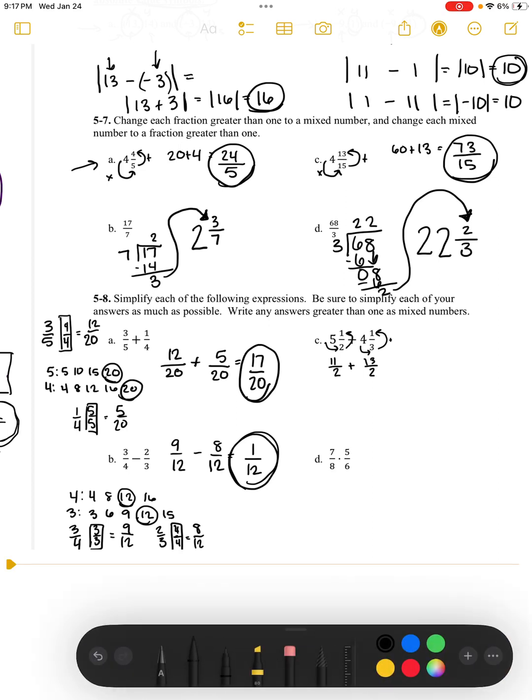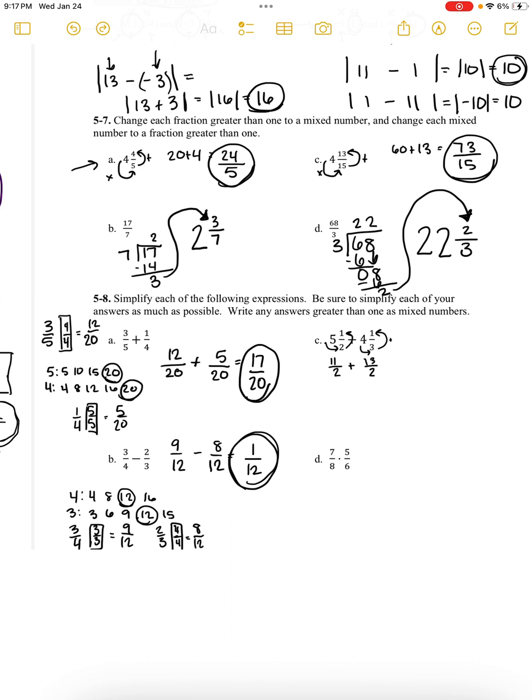Oh, that's supposed to be a 3. The denominator is not 2. We'll just fix it. Okay. 2 and 3. 2, 4, 6, 8, and 3, 6, 9. 6 is my common denominator.